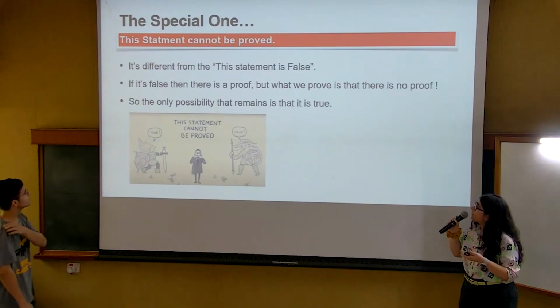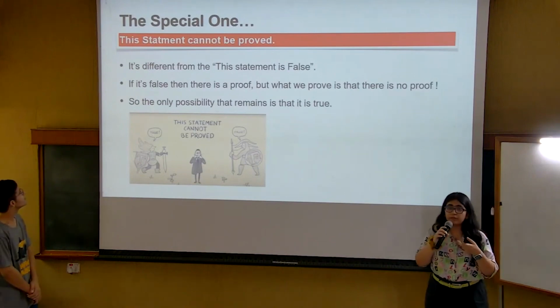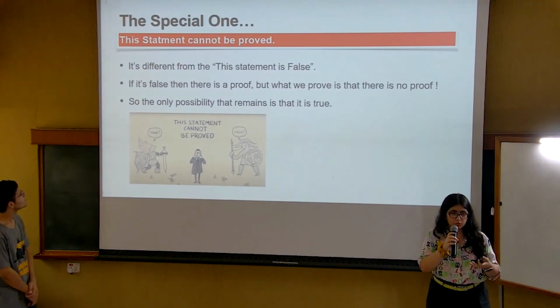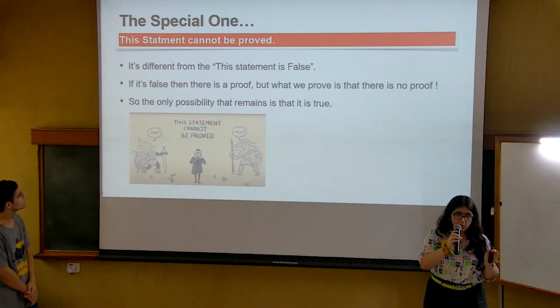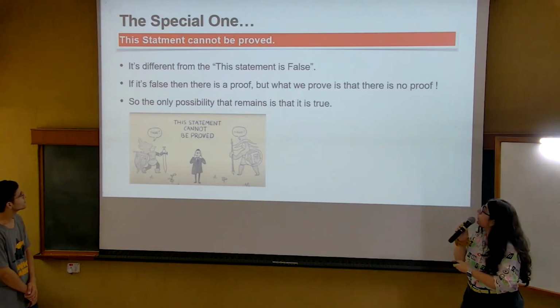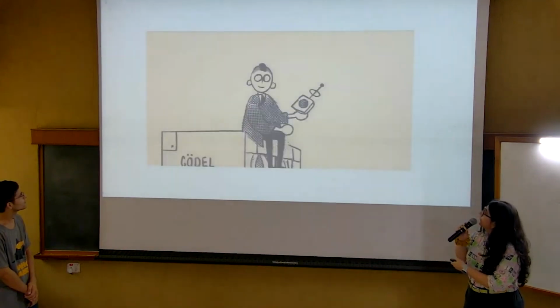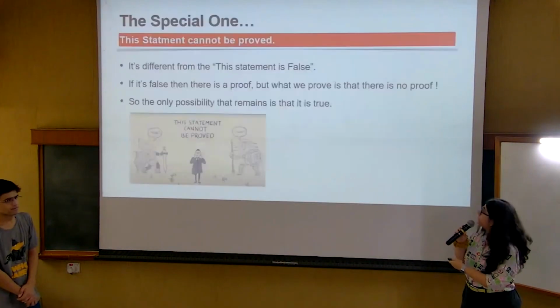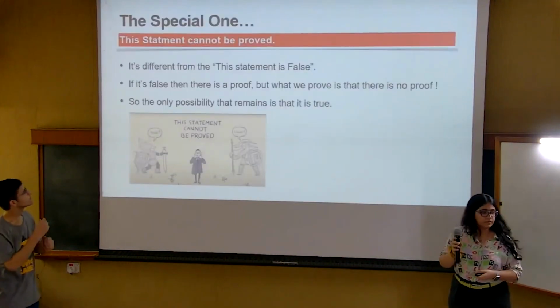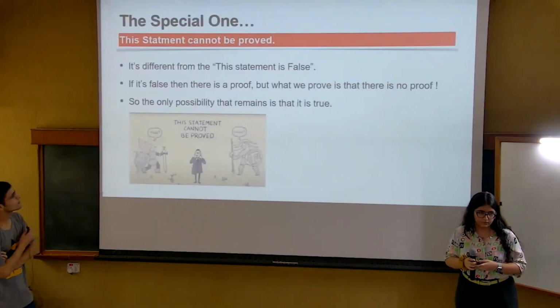Now, if it's false, then there is a proof. But if we are able to prove it, then it becomes true. This symbolizes that this statement can only be true, if it cannot be proved. Sorry, can you go back? The statement is false, and there is a proof that it is false.